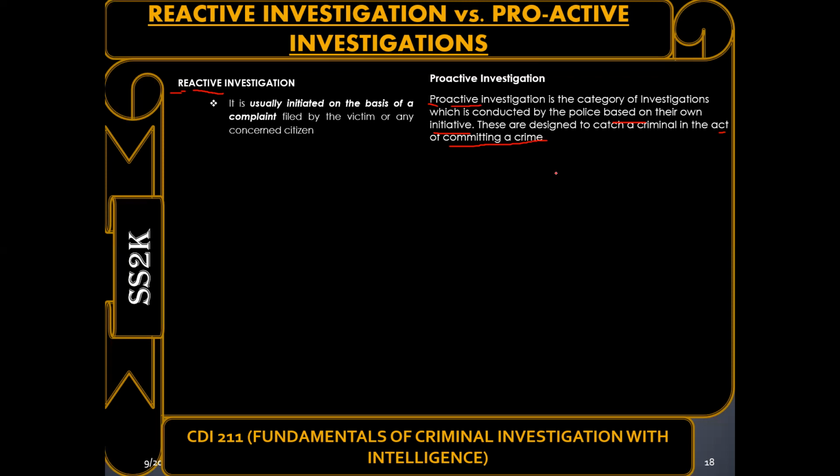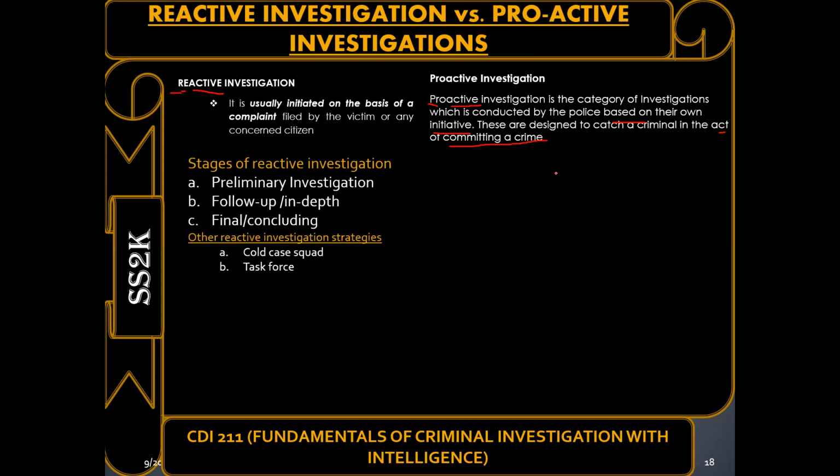So reactive, may nangyari na bago nag-respond ang police. So usually it is initiated by complaint filed by the victim or any concerned citizen. While proactive, wala pong nag-complain. The police use their own initiative. So ano naman po yung stages of reactive investigation? The stages of reactive investigation, ladies and gentlemen, includes preliminary investigation. Preliminary investigation is also known as initial investigation, which is focused on identifying the perpetrator. So ang focus kung bakit kinakandak ang preliminary investigation ay to identify the perpetrator.